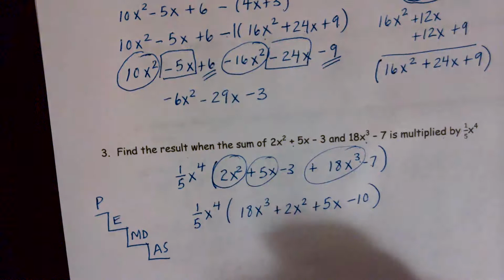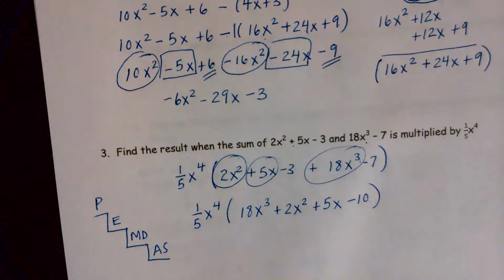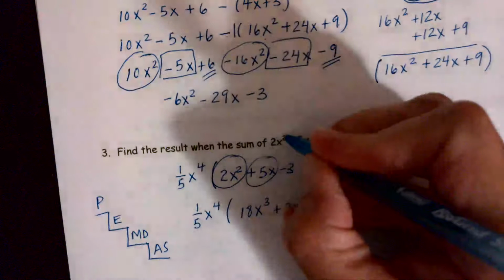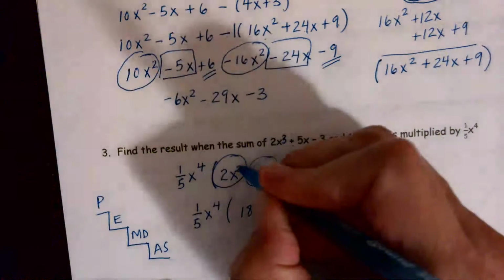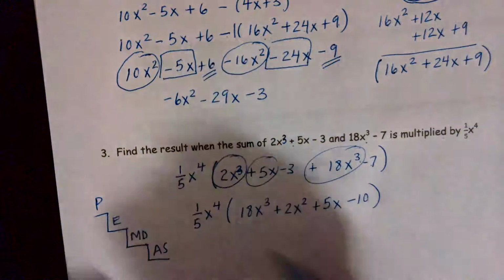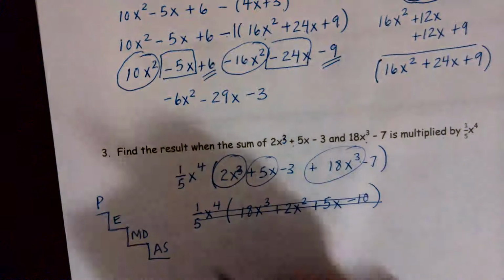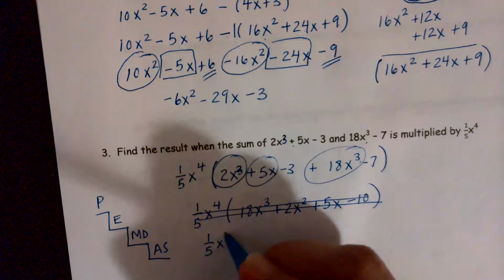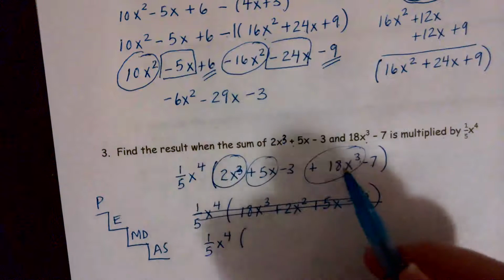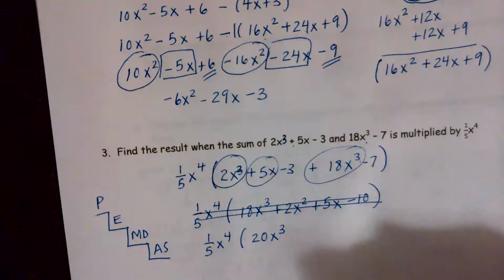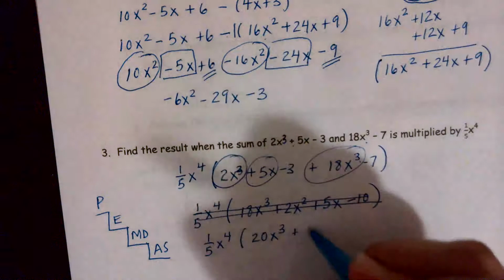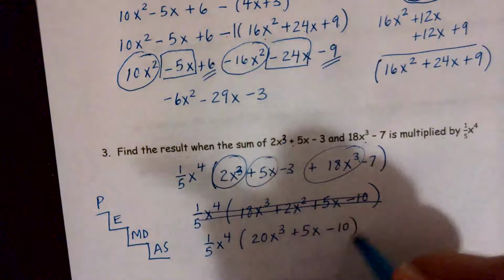I'm sorry, let's see. What I had wanted to do with this, so let me just change this. This is 2x cubed. So we're going to make this 2x cubed. Okay? So this is 1/5 x to the fourth times the quantity 2x cubed and 18x cubed, which is 20x cubed. We have plus 5x minus 10.